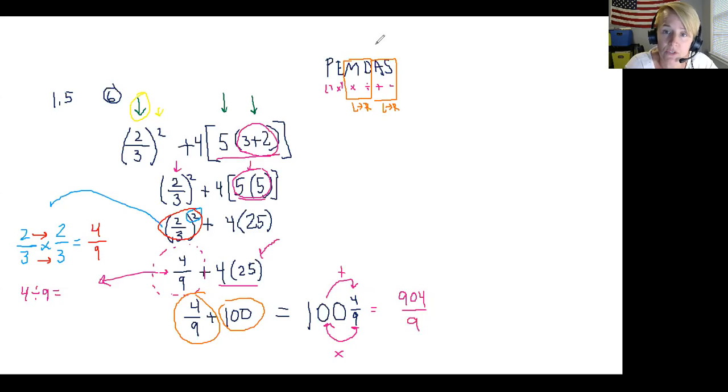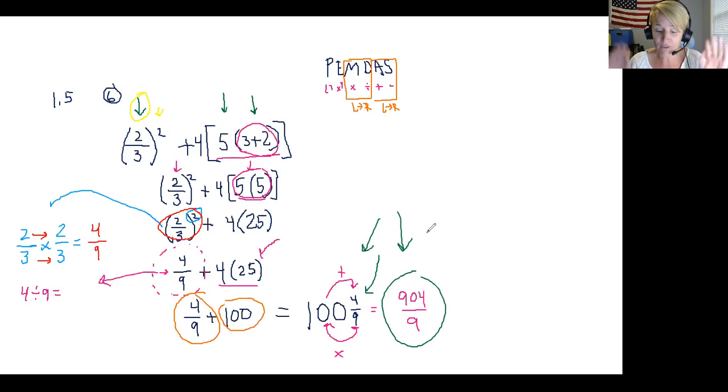So this answer, this 904 over 9, this is what Abeka wanted. I'm completely satisfied with 104/9. I do not see the reason for taking a problem to an improper fraction. But if you had either of these two as your final answer, it would be counted correctly. So this is 1.5 review problem number 6.